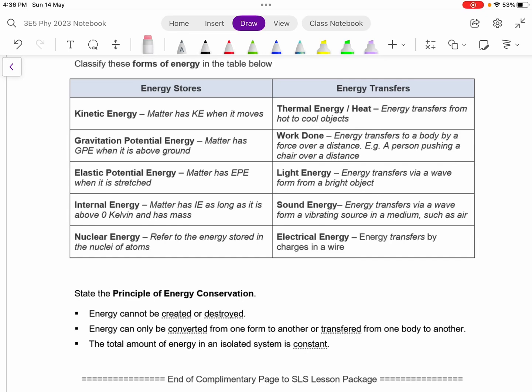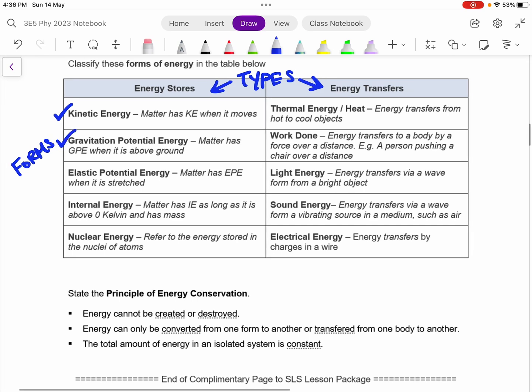Through a video. So let's do a recap on what we have covered in the previous lesson on the energy chapter. So firstly, we have identified that there are two different types of energy, namely energy stores and energy transfer. And under each type of energy, there are different forms of energy. For example, under the type energy store, there is kinetic energy, which we have used in many of our examples in the previous lesson, GPE.